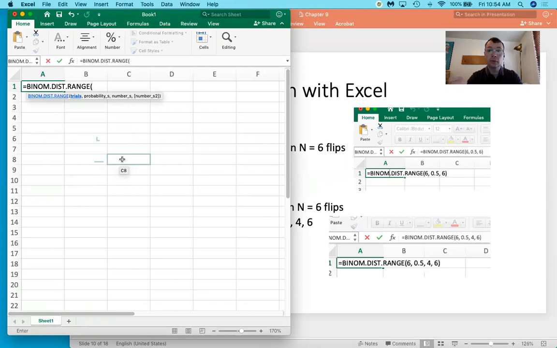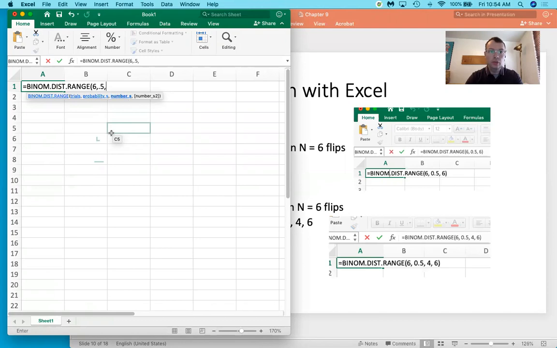So we're going to flip a coin 6 times, so 6 trials. The second argument is probability sub S, which is probability of success. A success for us is heads. We decide what success is. It's heads. So we say 0.5.